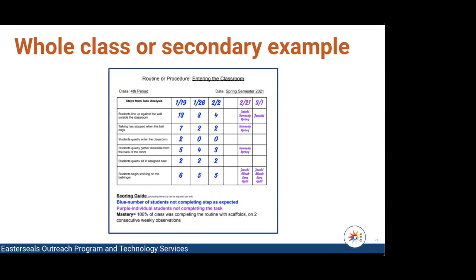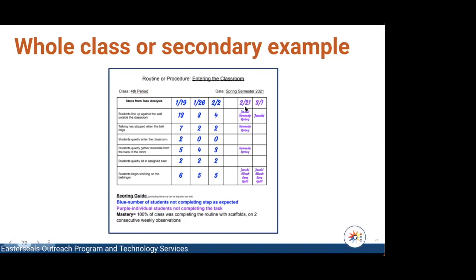So the teacher tried some prompts and some scaffolds while they were explicitly instructing students on how to complete this routine. And as time went by, if you keep looking across those dates, most of the students had learned the routine, but there were a few students that were consistently not meeting the expectation. So we look at 1/26, down to 8 students not completing the task. We look at 2/2, we're down to 4 students not completing the task. And so this is where that teacher moves to individual data.